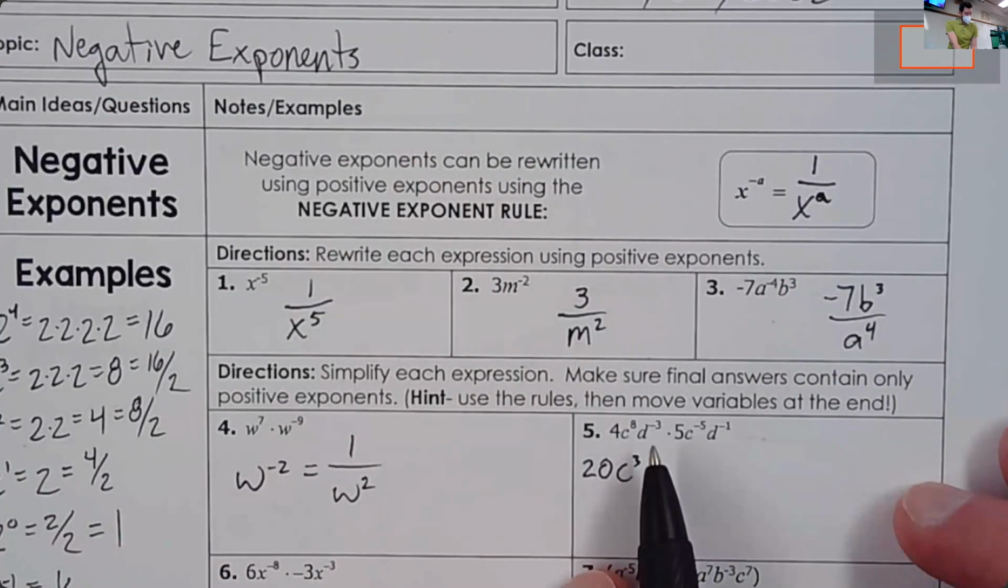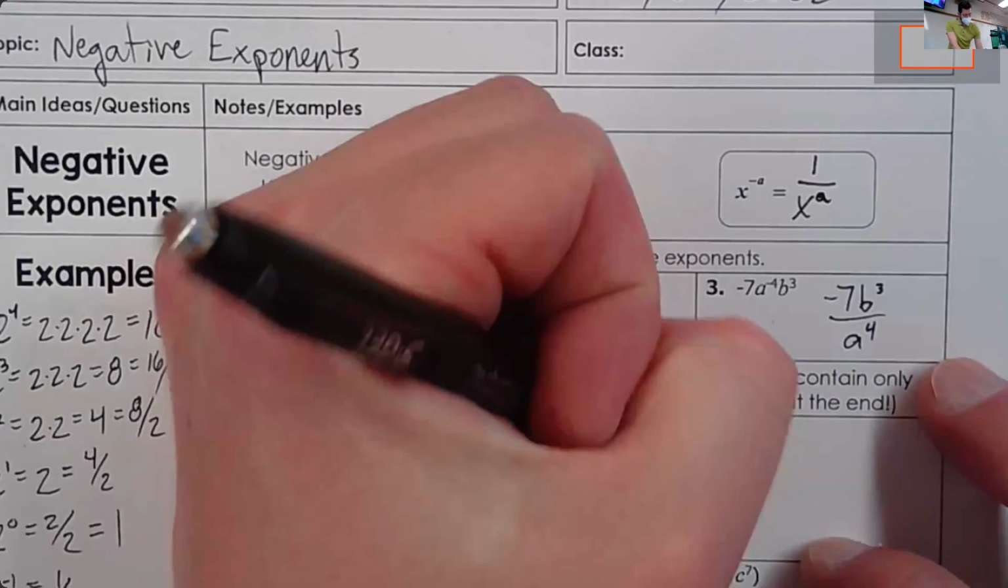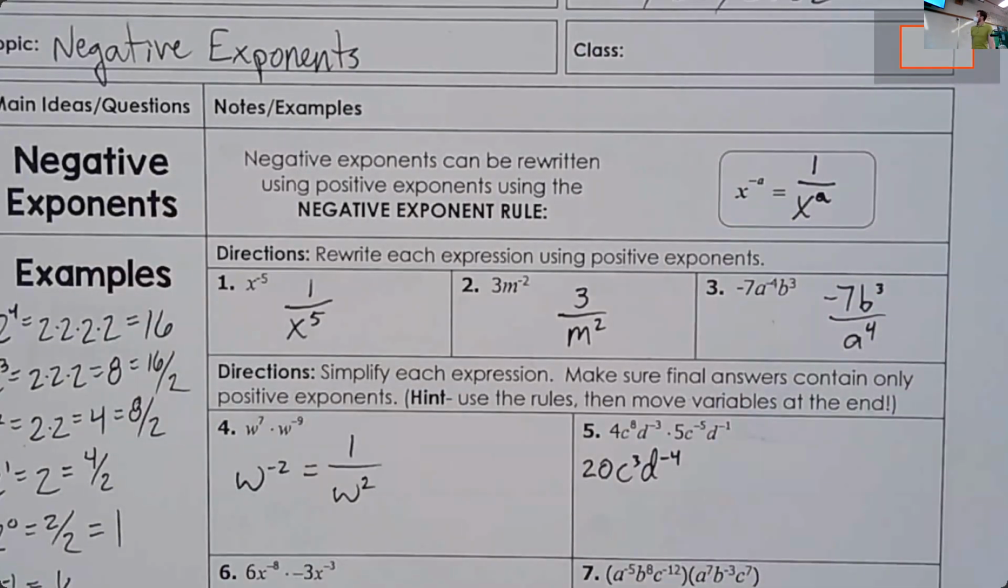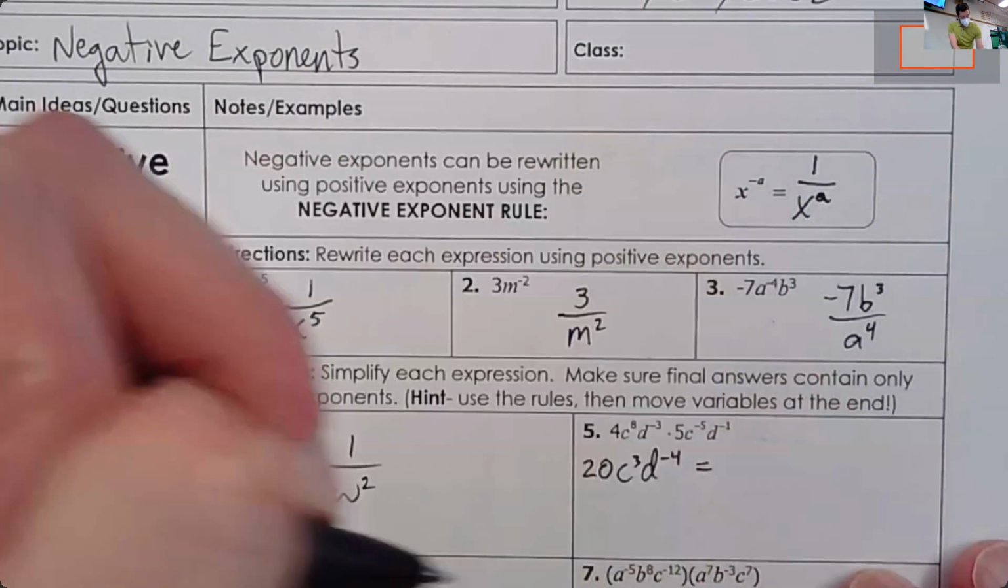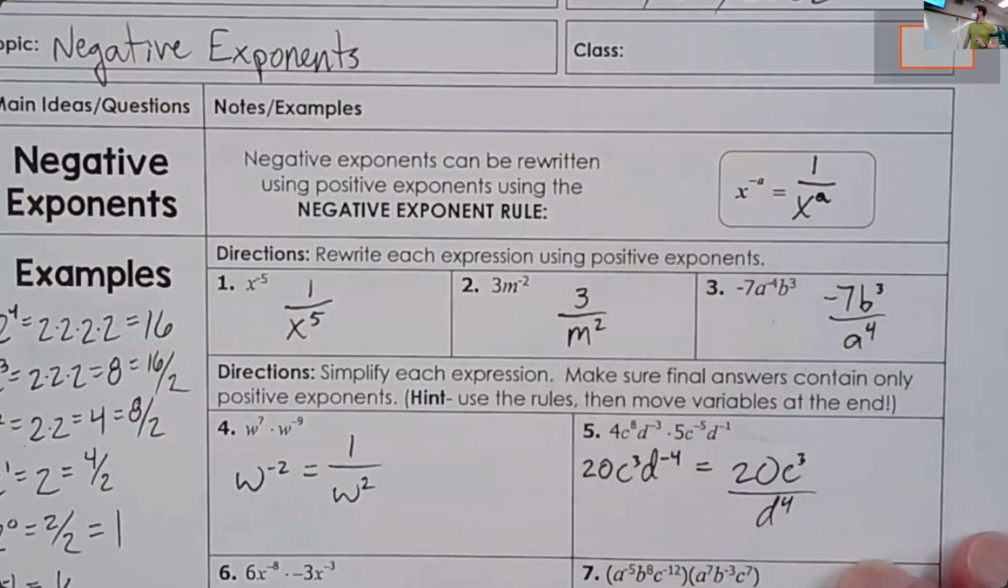And then d to the -3rd times d to the -1, add those together. -3 plus -1 is -4. So that would be d to the -4 power. So just using the product rule, we get 20 c to the 3rd d to the -4. We still have one variable here with a negative exponent. So d to the -4 needs to be put as a denominator underneath the 20 and the c to the 3rd power. So the answer to this one would be 20 c to the 3rd over d to the 4th power. So that's our answer for number 5.